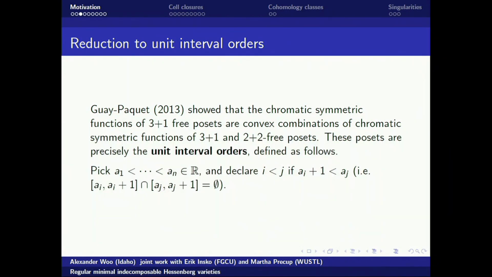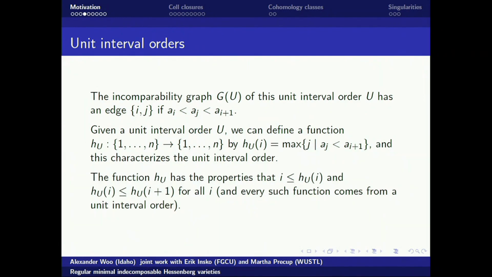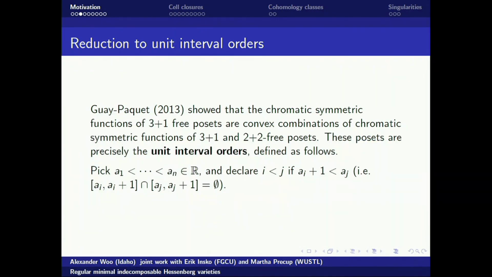Now, we take the incomparability graphs. So the incomparability graph is we connect two vertices if those things are incomparable, what you would think. So we reduce 3 plus 1 free to 3 plus 1 and 2 plus 2 free, because the 3 plus 1 free ones are convex combinations of the 3 plus 1 and 2 plus 2 free ones.